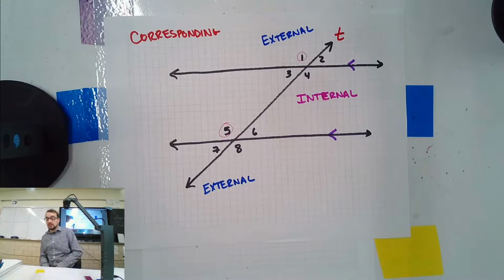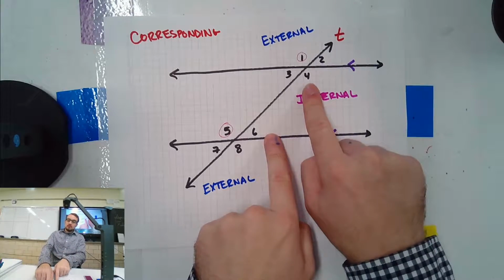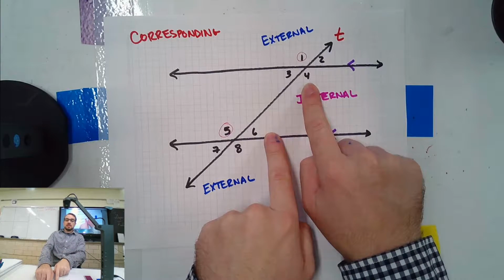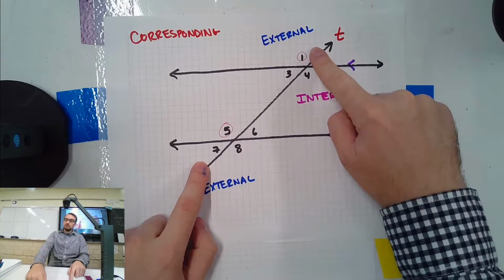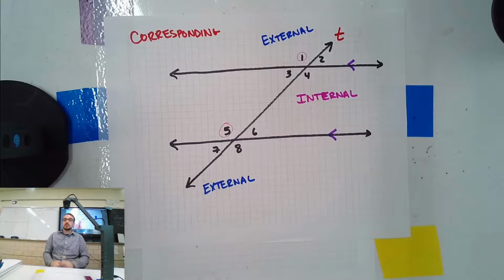We have some angles that are same side internal. 4 and 6, right? They're internal and on the same side. We also have some same side external. An example of that might be 7 and 1. They're on the outside and the same side of the transversal.